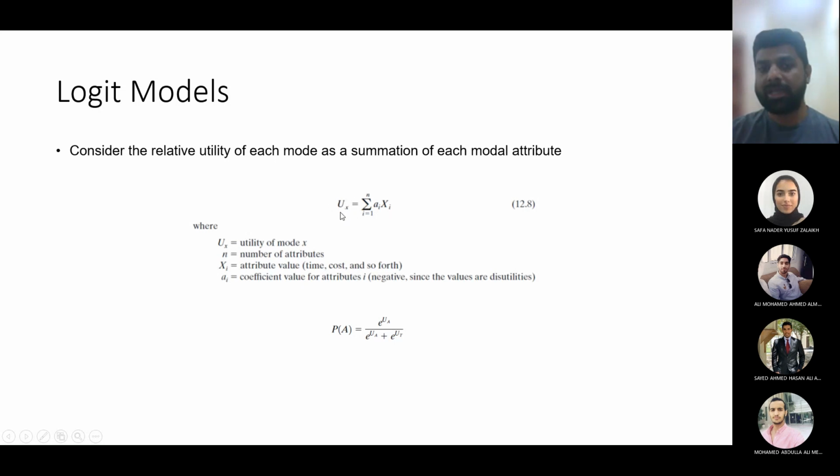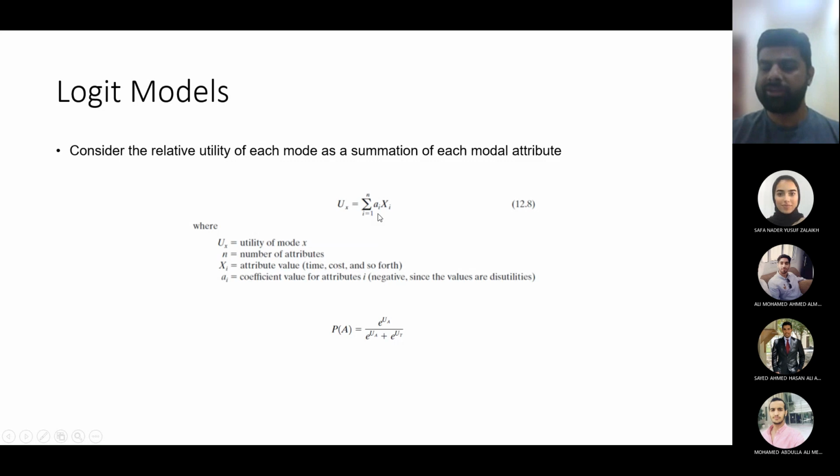In the utility function, if a is positive for a variable, that means that attribute affects the utility positively. For example, a can be positive for speed. Similarly, if a is negative for a variable, that means that variable affects the utility in a negative way. For example, the a for cost is normally negative. So you calculate the utility function.